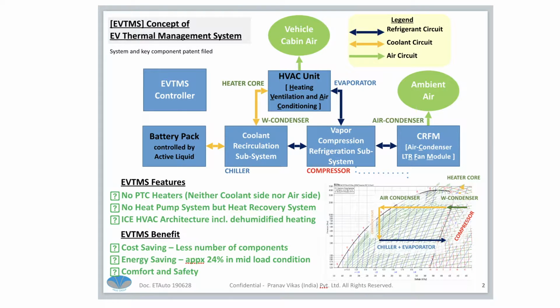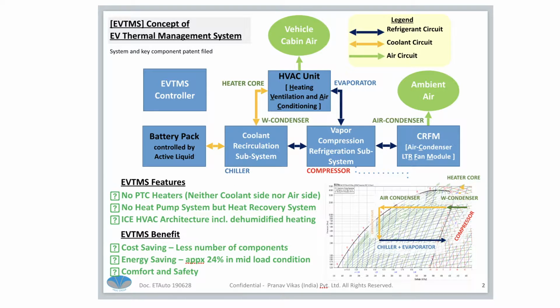You can see the red letter compressor. The compressor compresses a refrigerant, getting higher pressure and higher temperature, giving heat to the heating system using a water condenser. Then the rest of the heat is emitted to the environment using a condenser. Then we expand the refrigerant and get a cool refrigerant to cool down the battery and the cabin air using a chiller and evaporator. This is the cycle of the major power consumption.